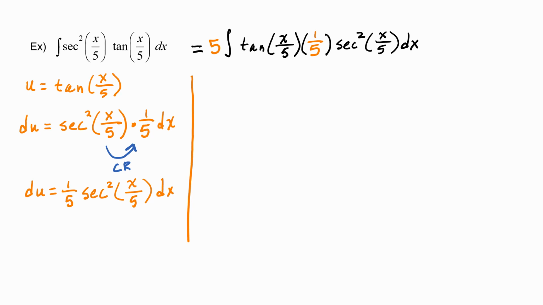Now we are ready to do our substitution. We bring down the equal sign. We have this 5 out front. That has to come down here. We have the integral of tangent of x over 5 is going to get replaced with the u variable.